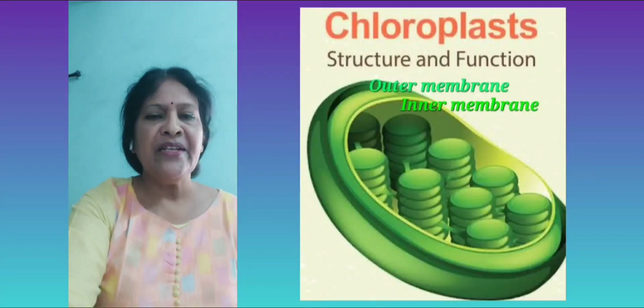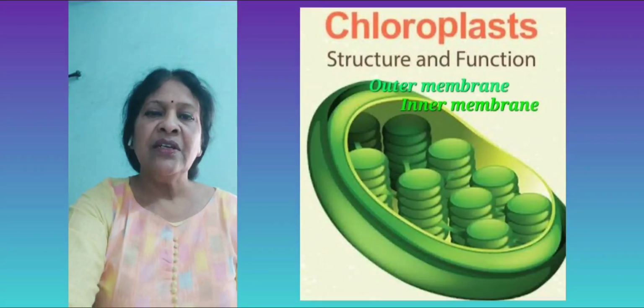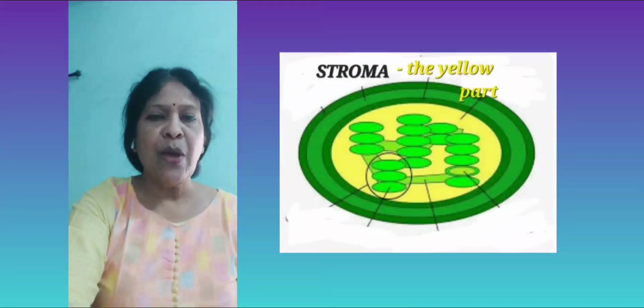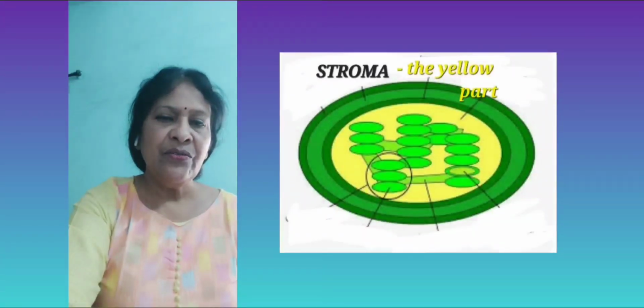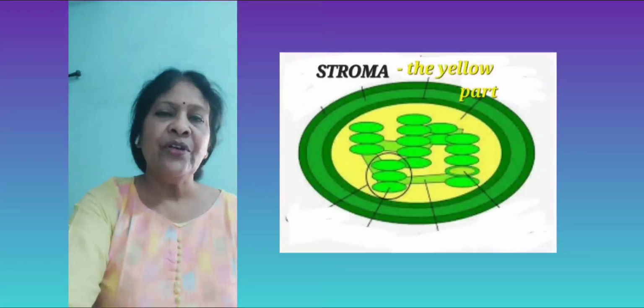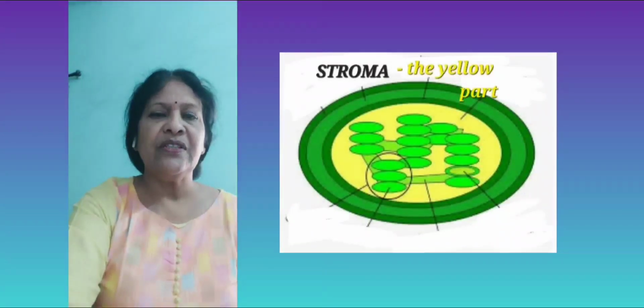In between the two membranes, there is a space called the intermembranar space. Inner to the inner membrane, we have a ground substance spread out through the chloroplast, and this ground substance is named stroma. This stroma contains a fluid in it, and that stroma is the site of the biosynthetic phase of photosynthesis. I'll come and explain further when I have spoken about the rest of the parts of a chloroplast.